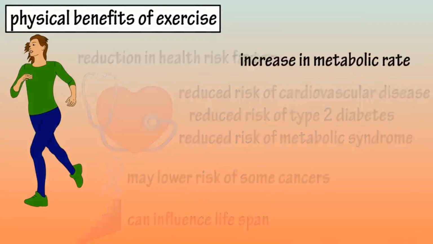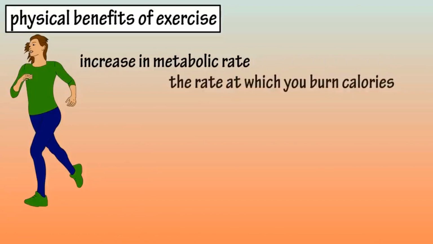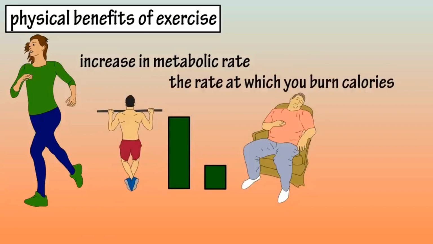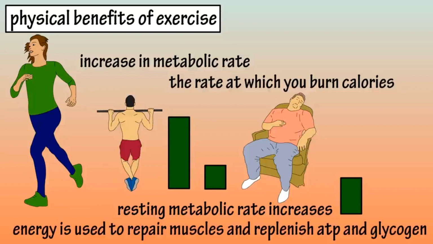Number three, increased metabolic rate. Metabolic rate is the rate at which your body burns calories. During exercise, you obviously burn more calories than when at rest. However, your metabolic rate at rest is enhanced even after your workout session is completed, as your body uses energy to repair muscles and replenish ATP storage and glycogen storage. This does depend on several factors, including the intensity of the exercise and your current fitness level.